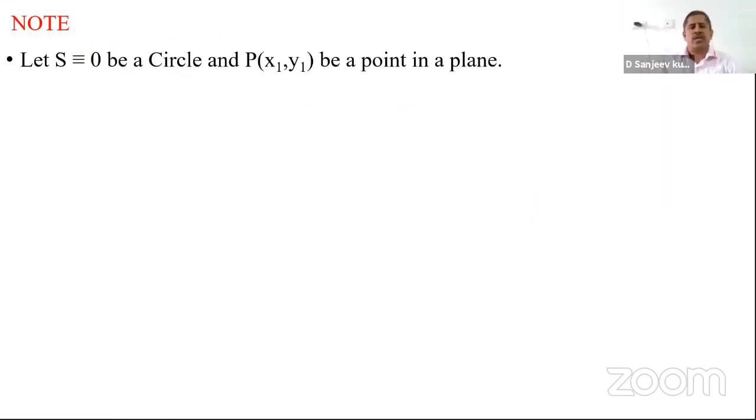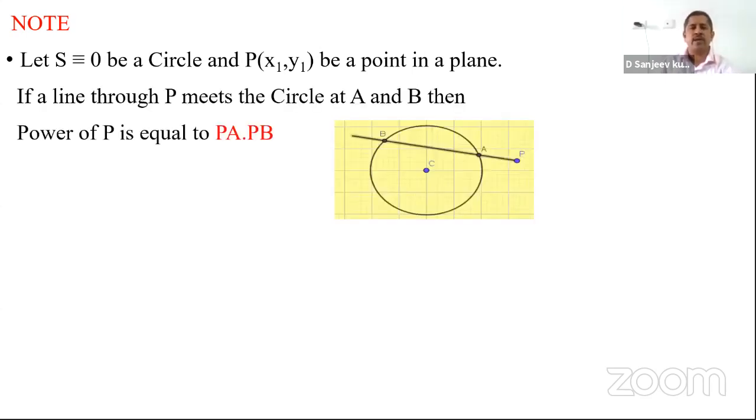Okay, so let us take another situation. Now you take a circle S = 0 and P(x1, y1) be a point on the plane. What do you observe? The line through P meets the circle at 2 points. You see the point P here and it is meeting the circle at point A as well as point B. So we can claim that if a line through P meets a circle at A and B, then the power of the point is nothing but PA multiplied by PB. The product of the distance between P and A and the distance between P and B is the power of the point.